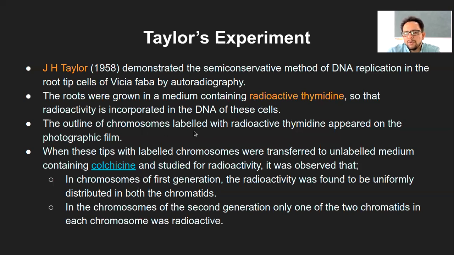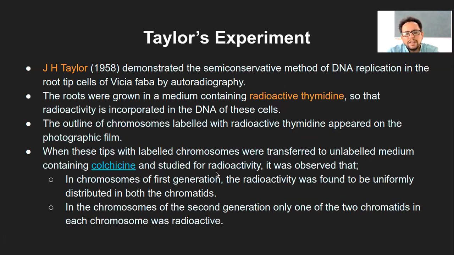So the outline of the chromosome labeled with the radioactive thymidine appeared on the photographic film. So earlier there was no radioactive thymidine. Later on, as and when the medium containing radiothymidine was used, it started appearing in the photographic film. So when these tips with the labeled chromosome, labeled as in radioactively labeled chromosome, were transferred to the unlabeled medium, that means after a certain amount of divisions of the cell cycle, these were again transferred to the regular thymidine containing medium, which was unlabeled, and it contained colchicine.